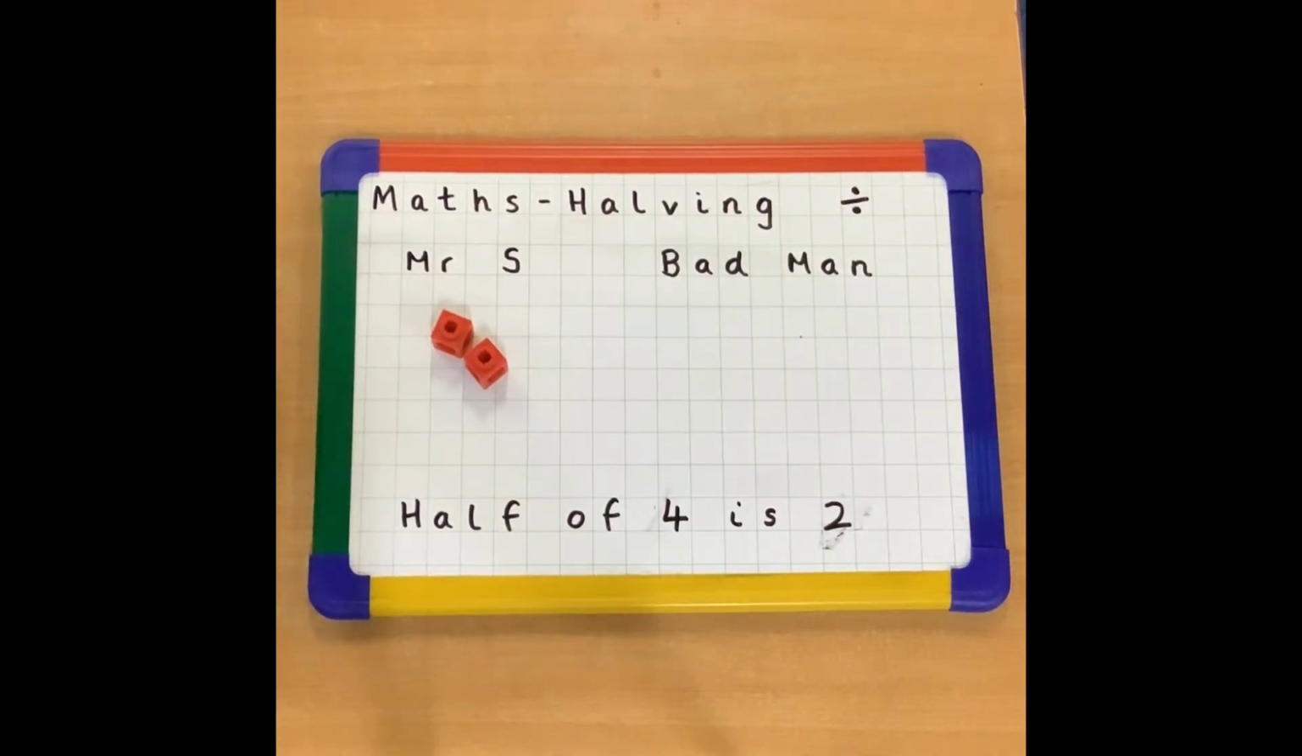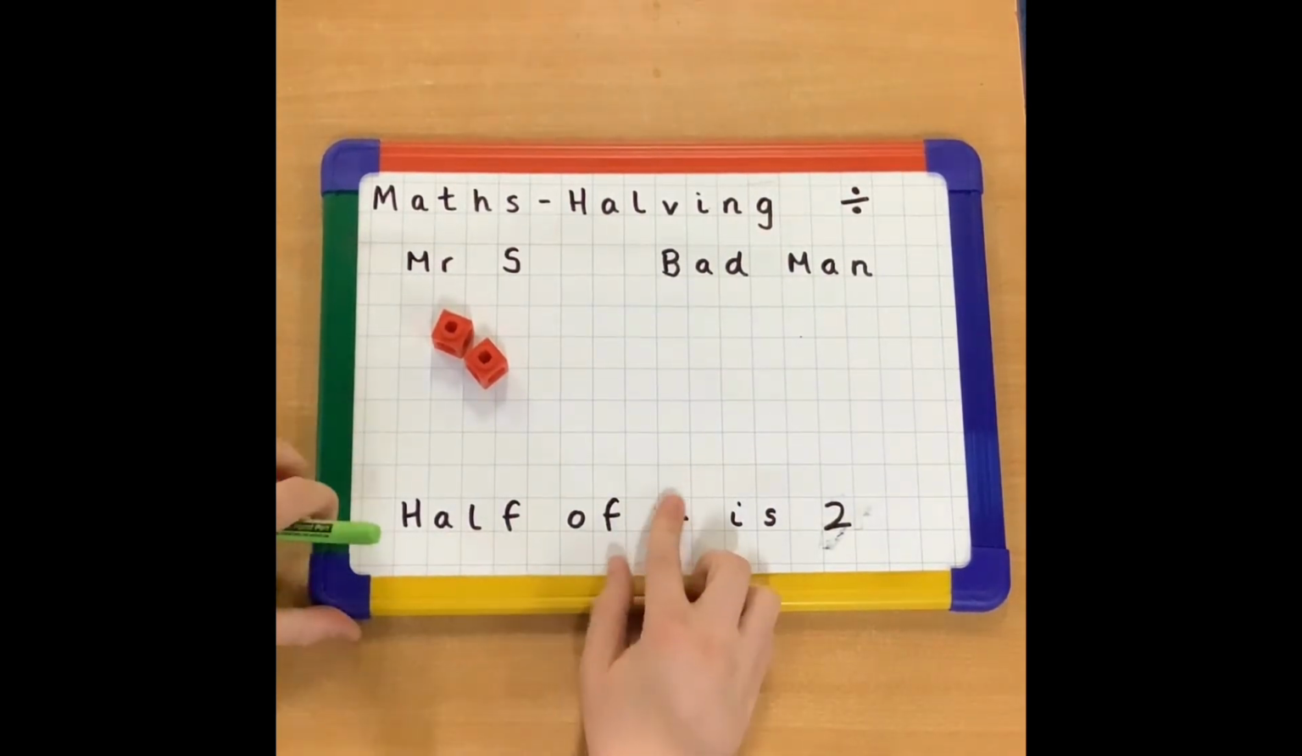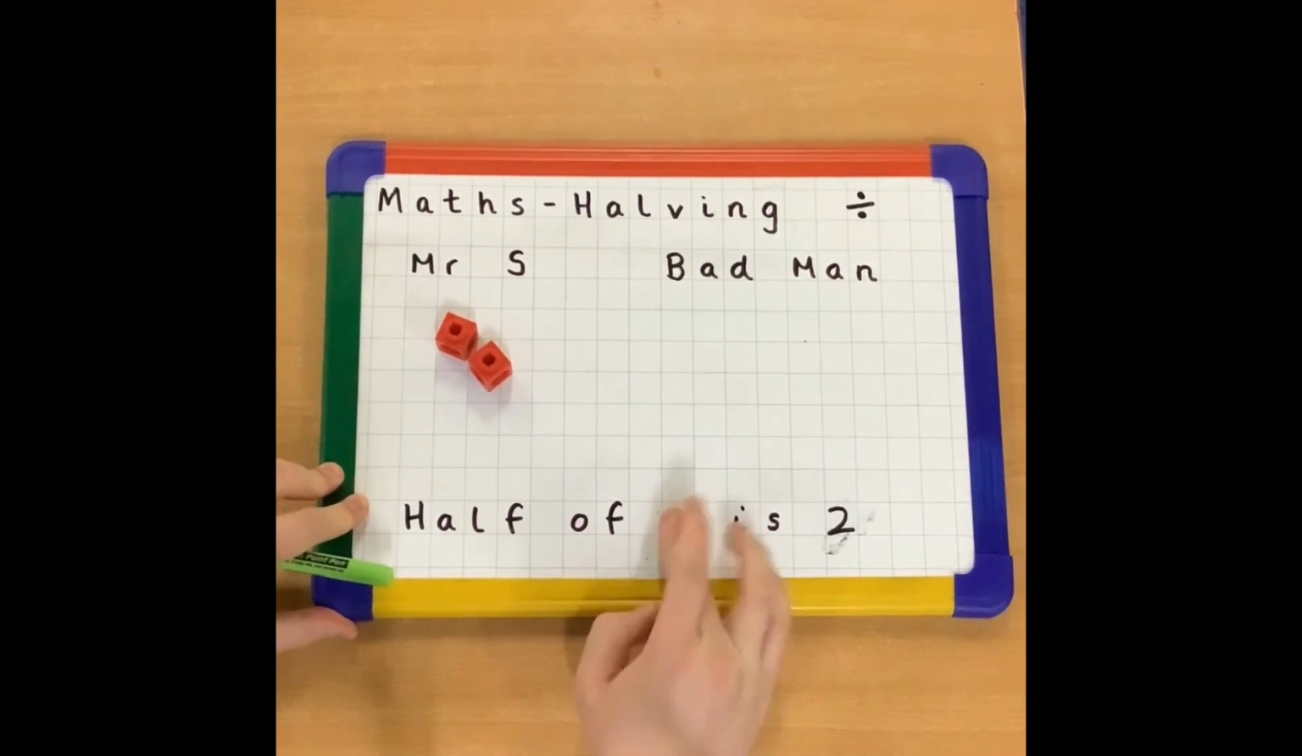That wasn't it though. The bad man came back for a 3rd time, didn't he? So Mr. Stillwell's now only got 2 cubes, or 2 marbles.